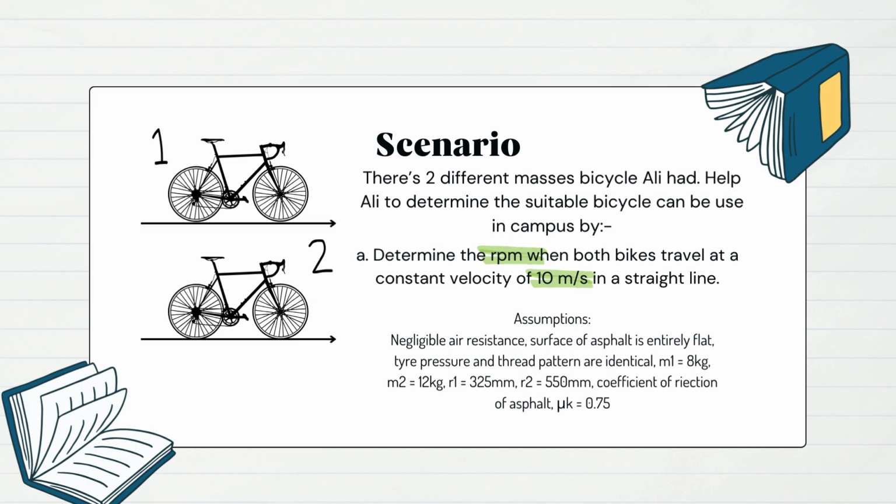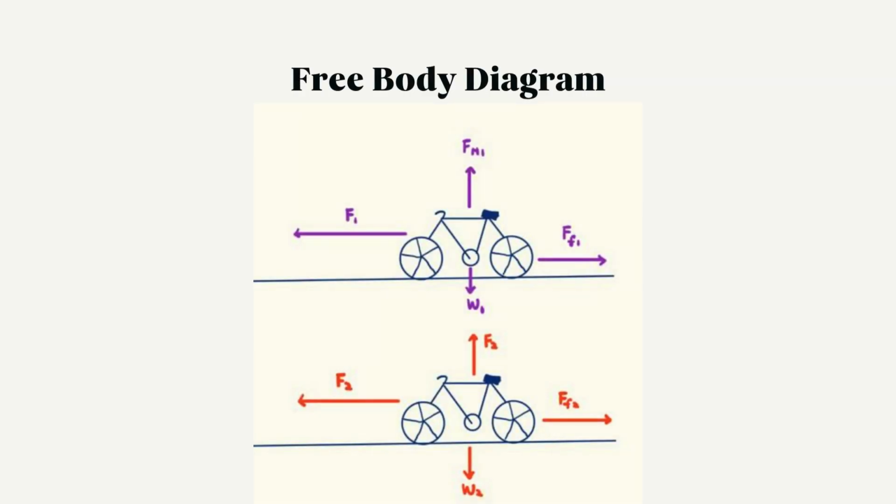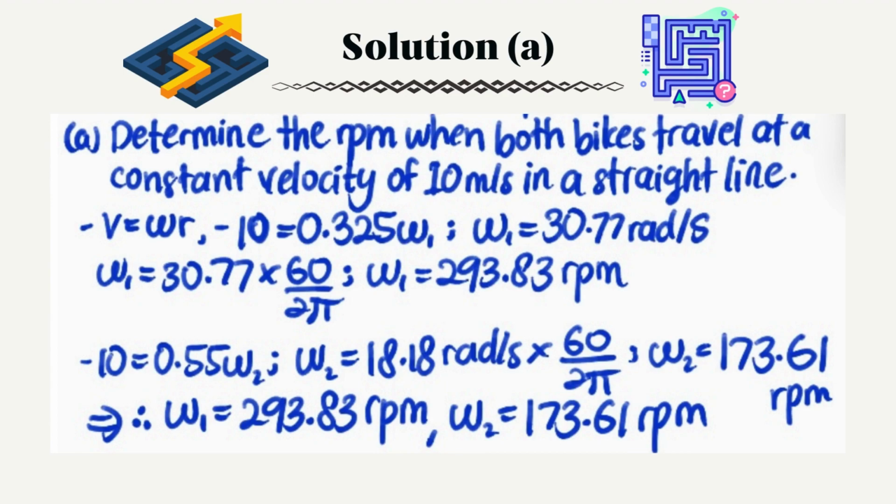The scenario is that Ali has two different bicycles with different mass and also different radius of the tire. Now we need to determine the most suitable bicycle to be used in the campus. First, we need to determine the RPM when both bicycles travel at constant velocity of 10 meter per second in a straight line. We need to assume that there is no air resistance.